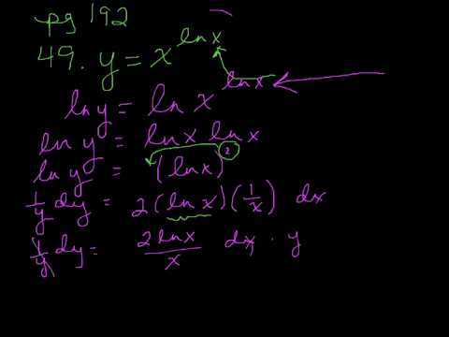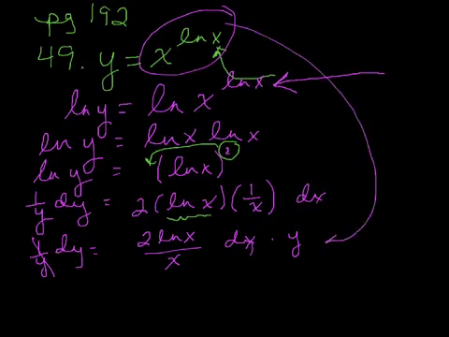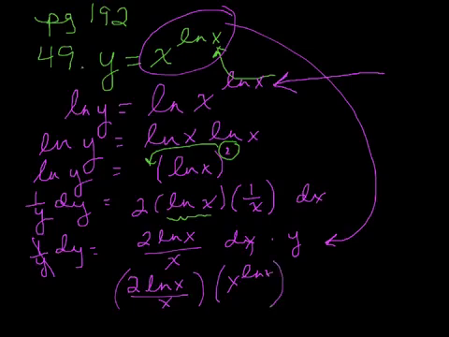And then you substitute the definition for y back where it was. So you have 2 times the natural log of x over x times whatever y was, which is x to the natural log of x power. So altogether, that gives you 2x to the natural log of x power times the natural log of x all over x. I think that's probably the best way to leave it.